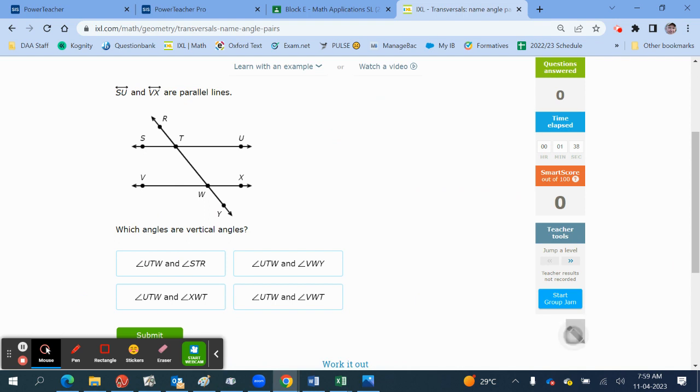Here in this first question, we have two parallel lines, and we're asked to find out which angles are vertical angles. If we take this first one, UTW is this angle, and STR. So these are vertical angles. Notice it makes an X. So this is a correct vertical angle. We've got one angle here, which is opposite one angle there. These are vertical angles.